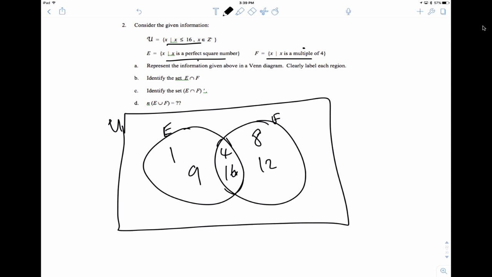And then we need to add to our diagram the remaining positive integers, not between 0, between 1, because it's positive integers, and 16. So 1, 2, 3, 5, skipping 4 because 4 is there, 6, 7, 8's there, 9's there, 10, 11, 12's there, 13, 14, 15, 16 is there. Done.